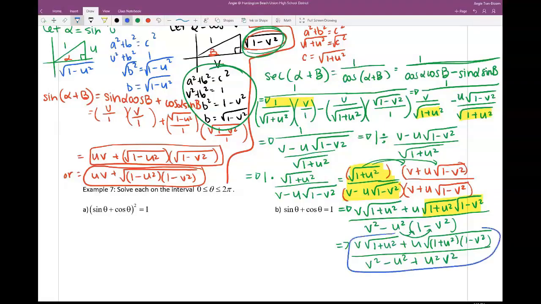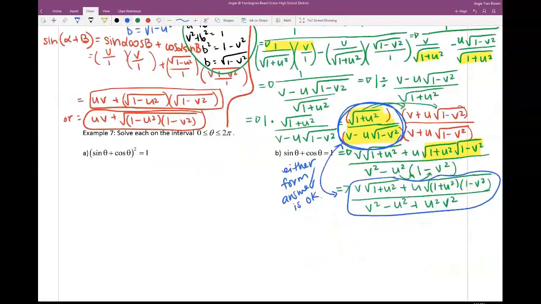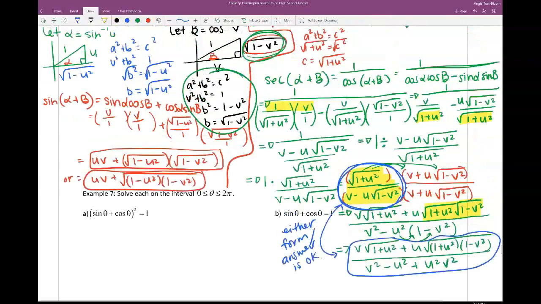Look how ugly that is, right? So that's why, like I said, I will give you full credit if you are able to get down to here. So this is okay, either form or answer, it's okay, unless you are in multiple choice and they need you to get rid of the radical, then you have to go further. Okay, this is the end of our example.